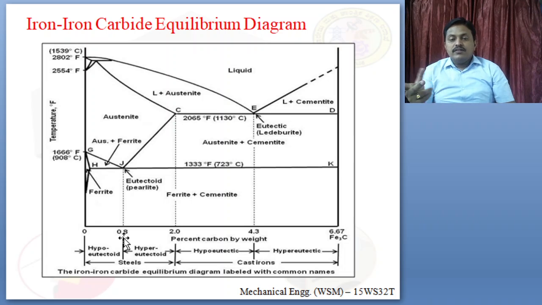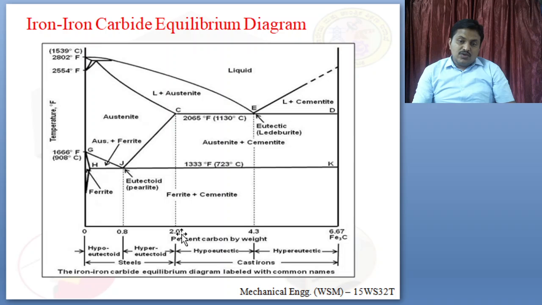When you come to cast iron, there are also two types: one is hypoeutectic, the next is hypereutectic. Hypoeutectic means more than 2 and less than 4.3. Cast iron more than 4.3 and less than 6.67 is called hypereutectic.